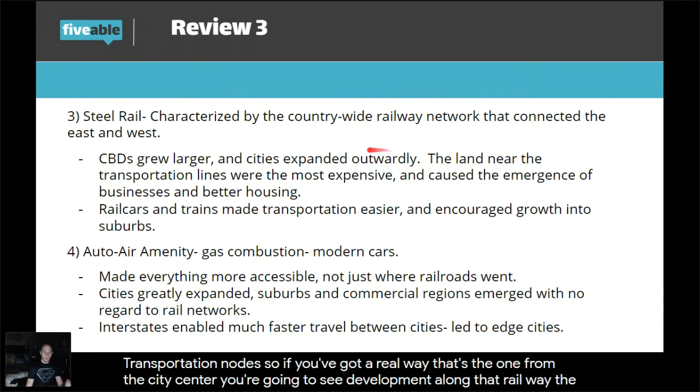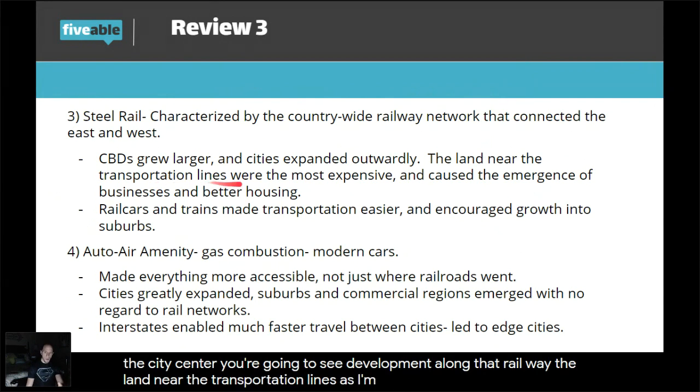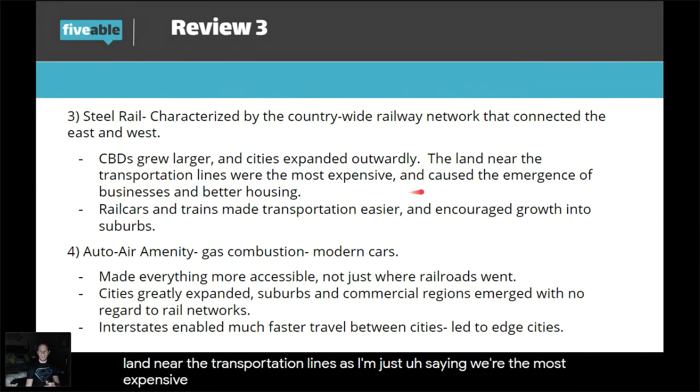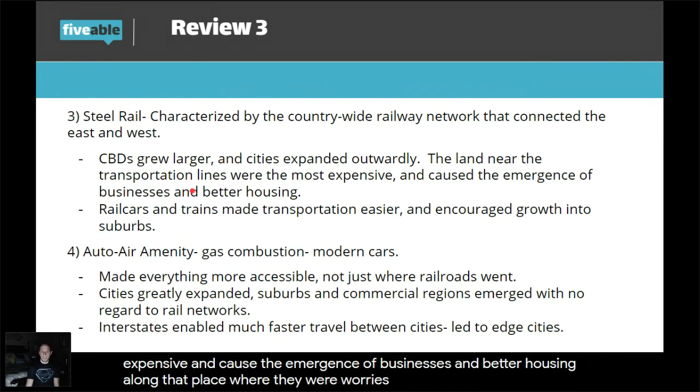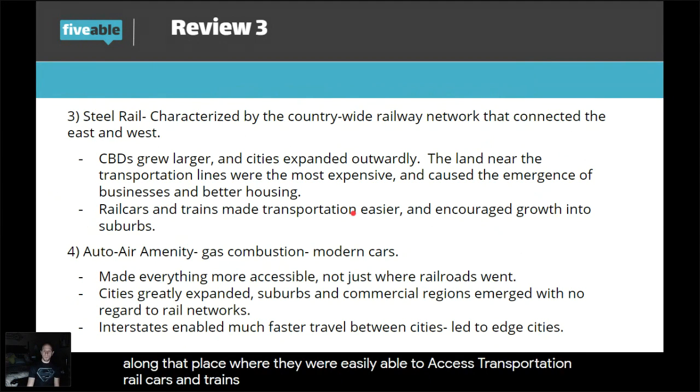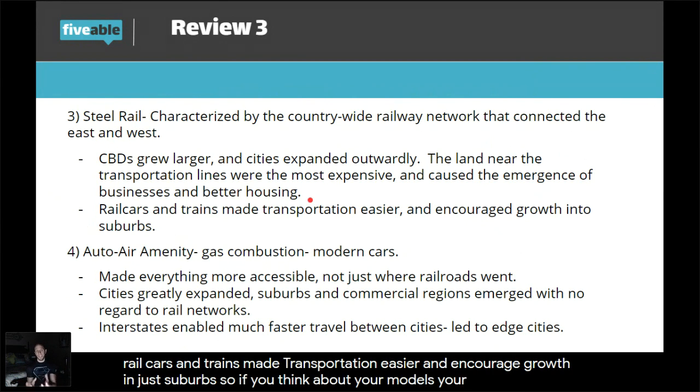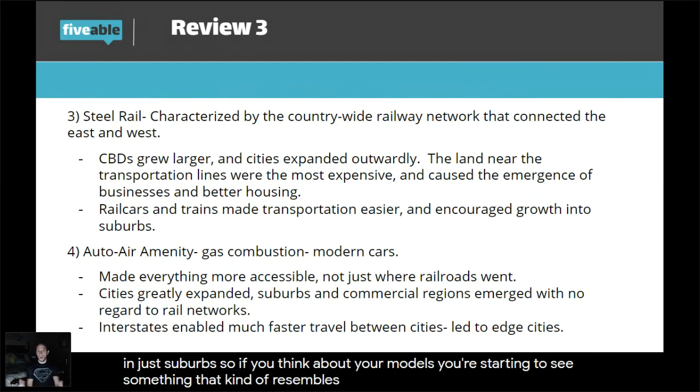The land near the transportation lines, as I'm just now saying, was the most expensive and caused the emergence of businesses and better housing along that place where they were easily able to access transportation. Rail cars and trains made transportation easier and encouraged growth in the suburbs. So if you think about your models, you're starting to see something that kind of resembles your Hoyt sector model, right?